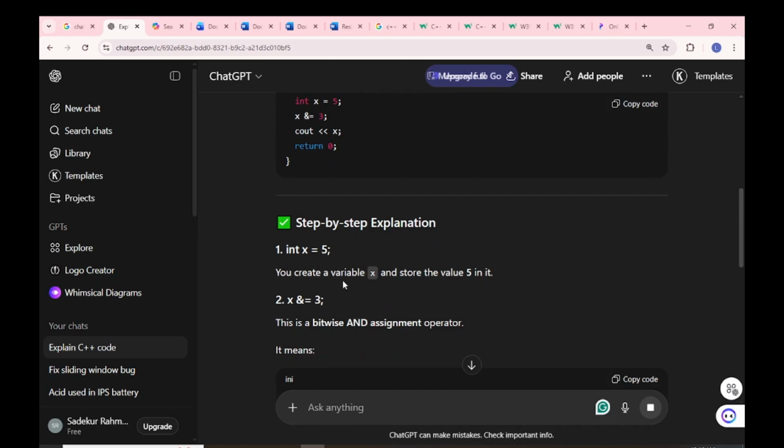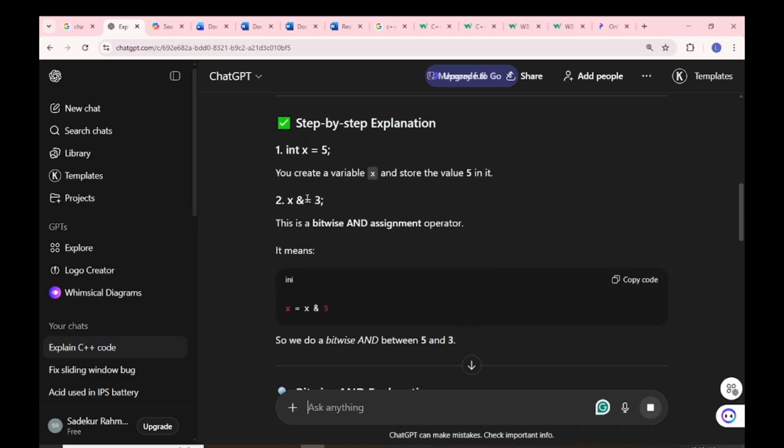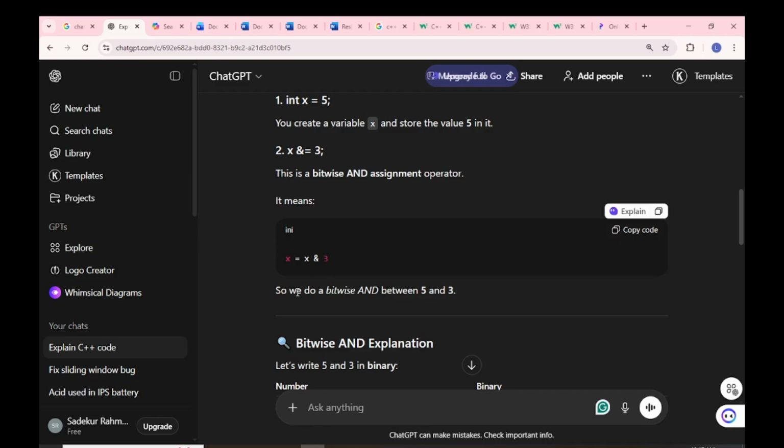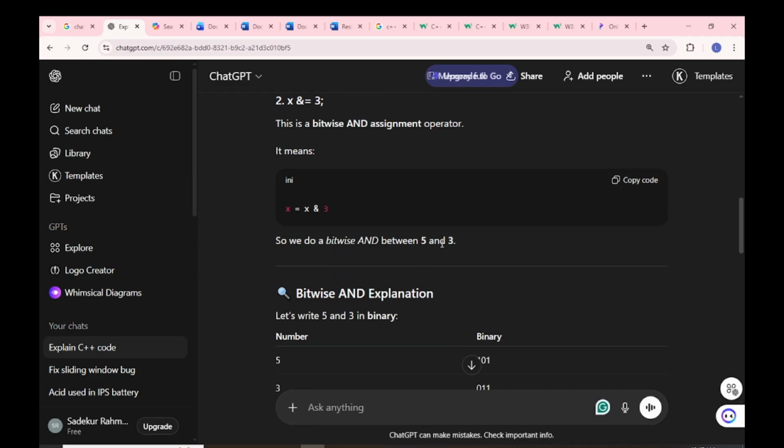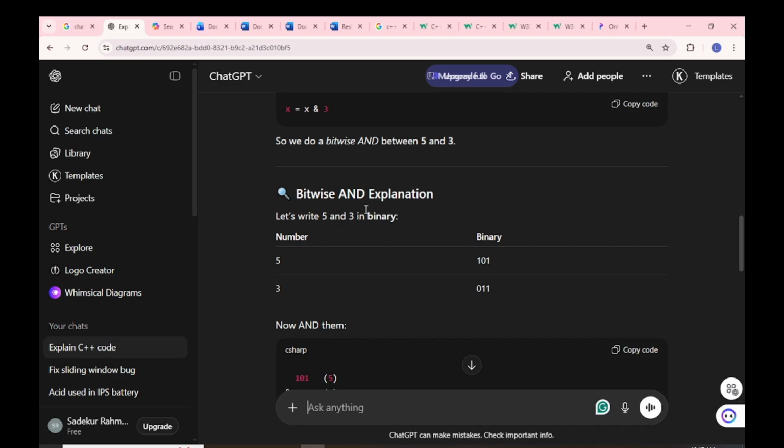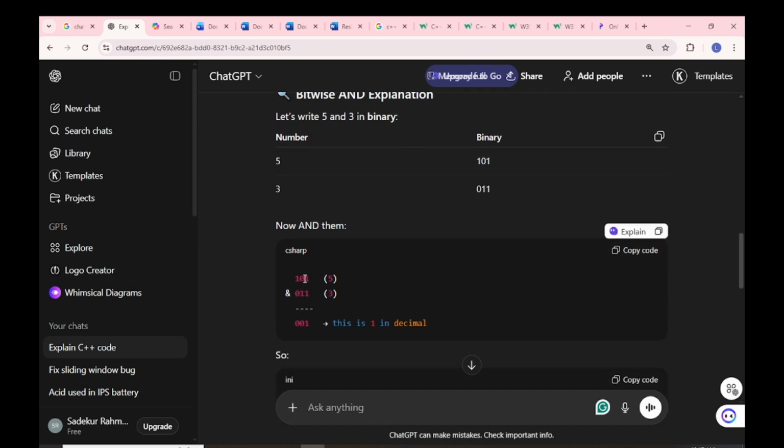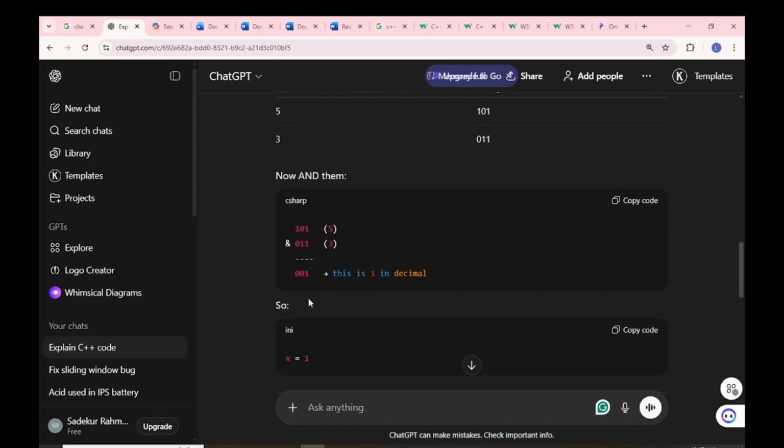Okay, step by step. You create a variable x and store the value 5 in it, and this is the bitwise and assignment operator. It means x equal to x and ampersand 3. So we do a bitwise and between 5 and 3. Bitwise and explanation: let's say 5 and 3. 5's binary is 101, 3's binary is 011, right? So now AND them: 101, 011, gives 001. So this is 1 in decimal.